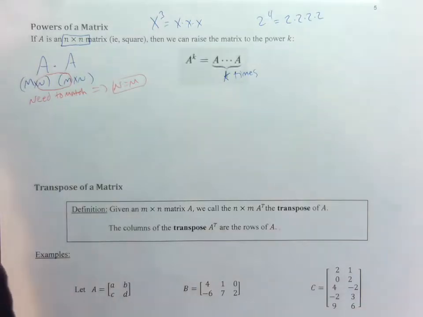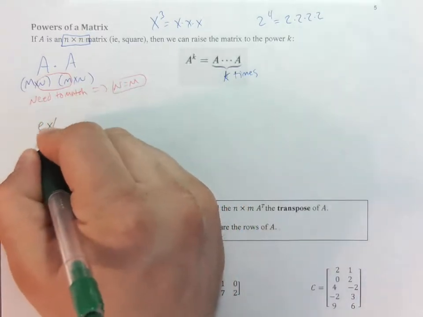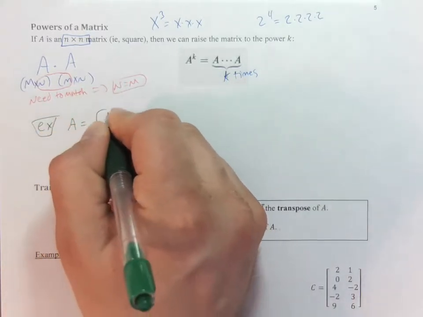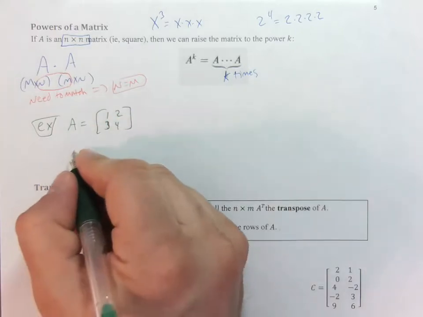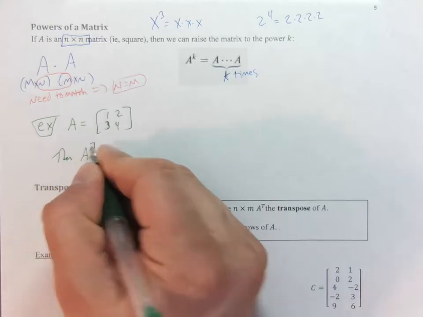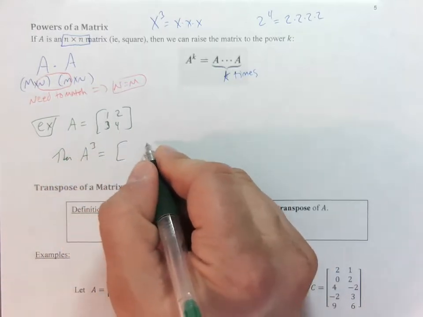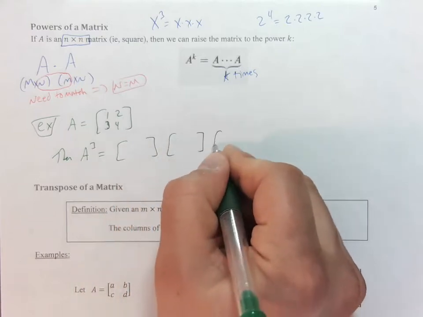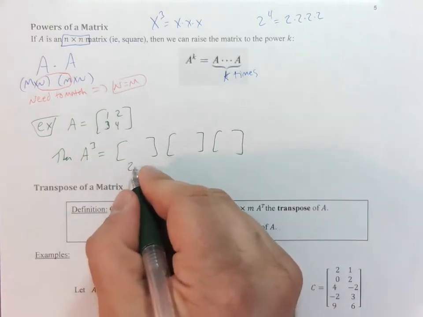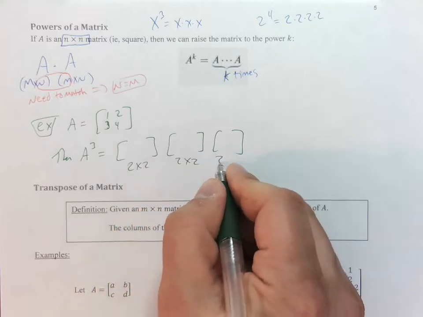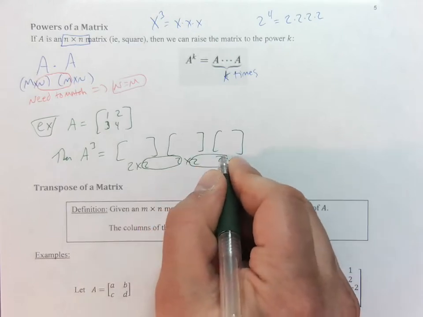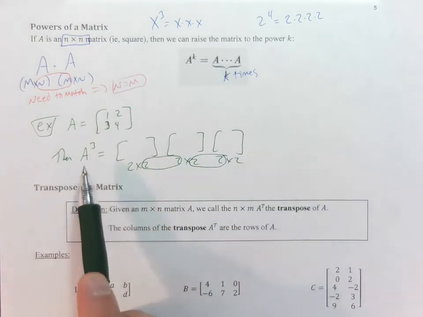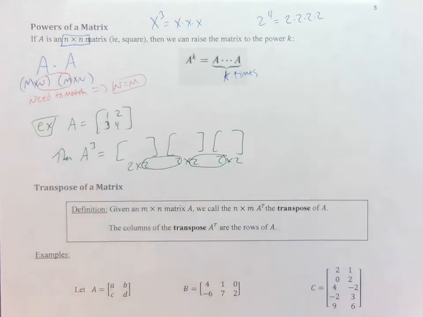Just to drive that point home a little bit more, let's say we had a 2 by 2 matrix A, 1, 2, 3, 4. We're able to raise A to a power, so if we did A cubed, for example, that would be A multiplied by itself 3 times, and each one is a 2 by 2. And so these inner dimensions are going to match up. Right? So that's why we need to have a square matrix, so that if we do raise it to a power, we'll have the inner dimensions match.